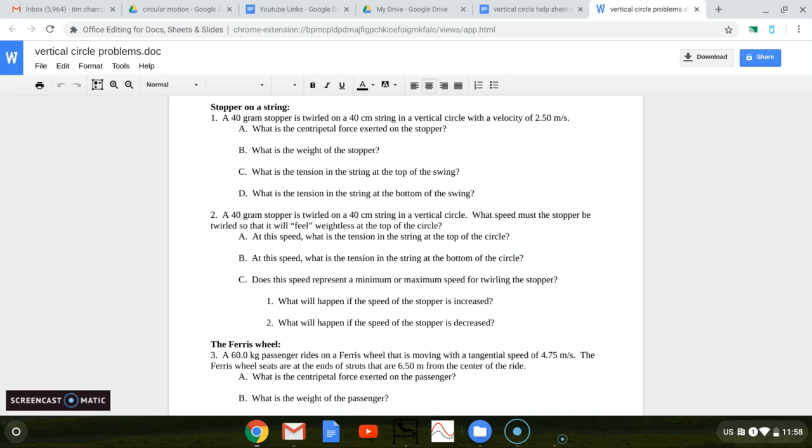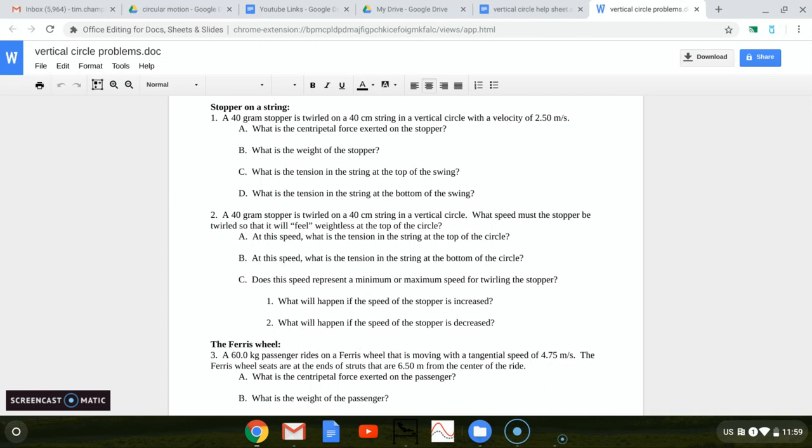For part C here, what does this speed represent? A minimum or a maximum speed for the twirling stopper? This is a minimum. If we go any slower, it can't maintain uniform circular motion. It becomes a smaller circle. So we have to consider this as a minimum. What will happen if the speed of the stopper is increased? All that will happen there is the tension in the string will go up. All right, that's all that happens there.